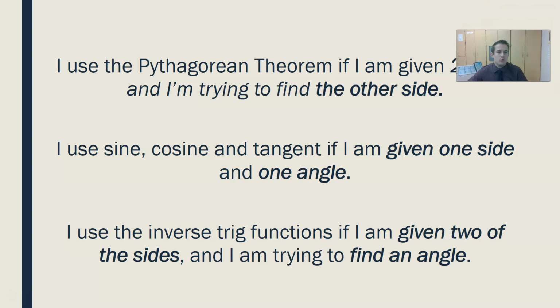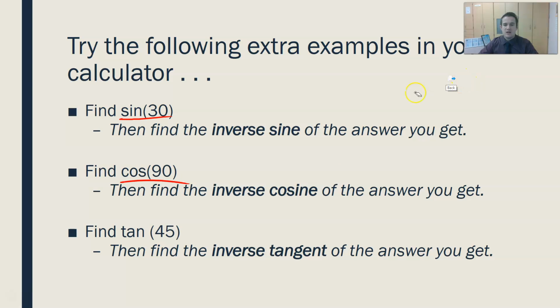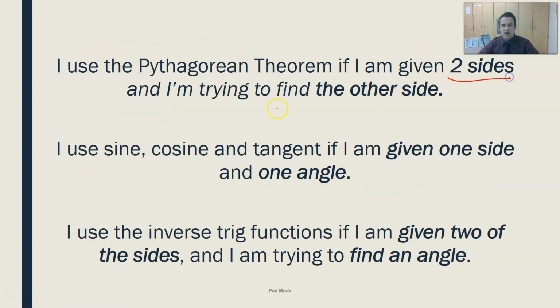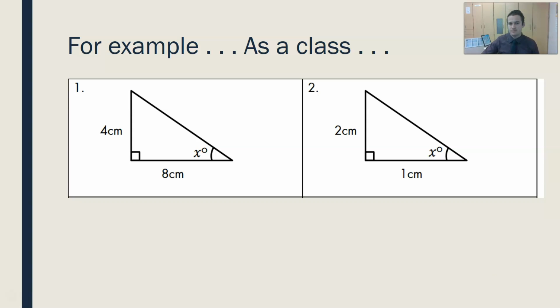So just as a general rule, with these types of problems that we're going to see, I use the Pythagorean theorem if I already know two of the sides of a right triangle, and I'm trying to find the other side. I use sine, cosine, and tangent if I'm given one side and one angle, and I need to find another side. I use the inverse trig function, so the inverse sine, cosine, and tangent, if I'm given two of the sides, and I need to find an angle. Okay? Let's practice some of these.